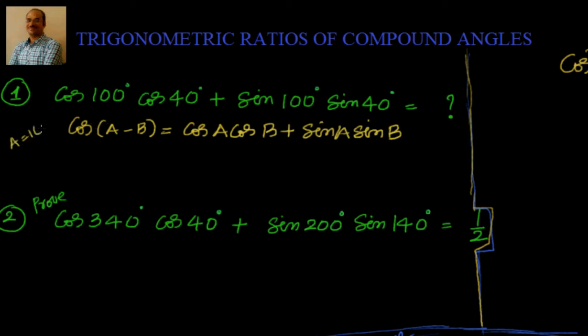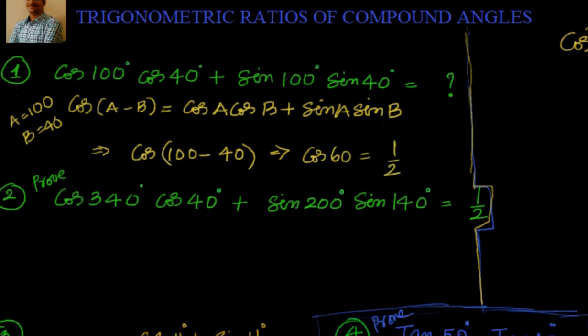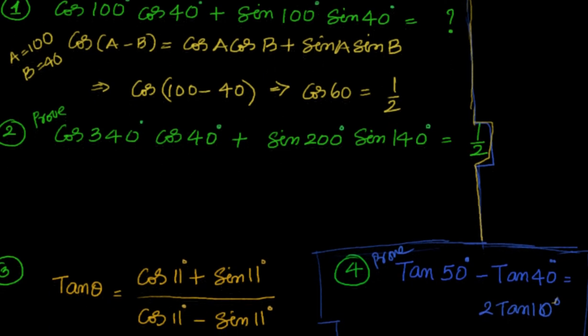Now what's the value of A here? A equal to 100, B equal to 40. So we have been given the RHS, we can substitute with the LHS, right? So I can say this is nothing but equal to cos of 100 minus 40, because cos A cos B plus sin A sin B equal to cos of A minus B. This is nothing but equal to cos 60, which is equal to 1 by 2. So that's a very simple problem, just applying the formula.